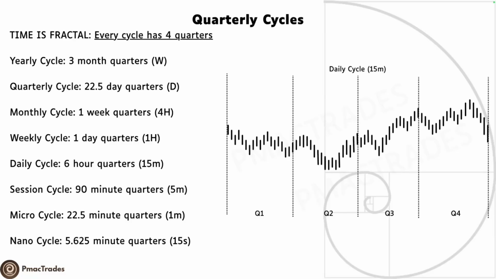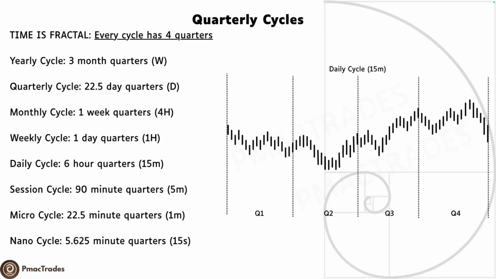Next is the session cycle, which is 1 session split into 4 equal quarters of 90 minutes each. So quarter 1 of the New York AM cycle would be from 6 a.m. to 7:30 a.m. Now for the super low time frame cycles, we have the micro cycle, which is 1 90-minute quarter split into 4 equal quarters of 22.5 minutes each. And then the lowest cycle that we would use is the nano cycle, which is 1 microcycle split into 4 equal quarters of a little bit over 5.5 minutes each.